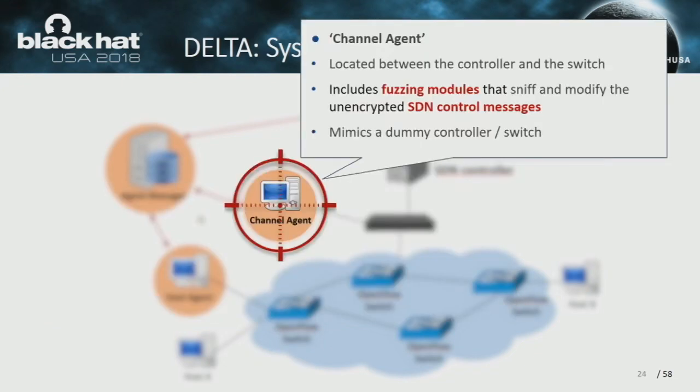And the channel agent is located between the controller and the switch. And similar to the application agent, it also comes with the forging modules that can sniff and modify the ongoing SDN control messages between the controller and the switch. And as a proxy, the channel agent can impose a delay on each SDN control message by capturing and releasing it. And in order to reduce the test running time, it can simulate a simple SDN controller against a target switch under test and vice versa.